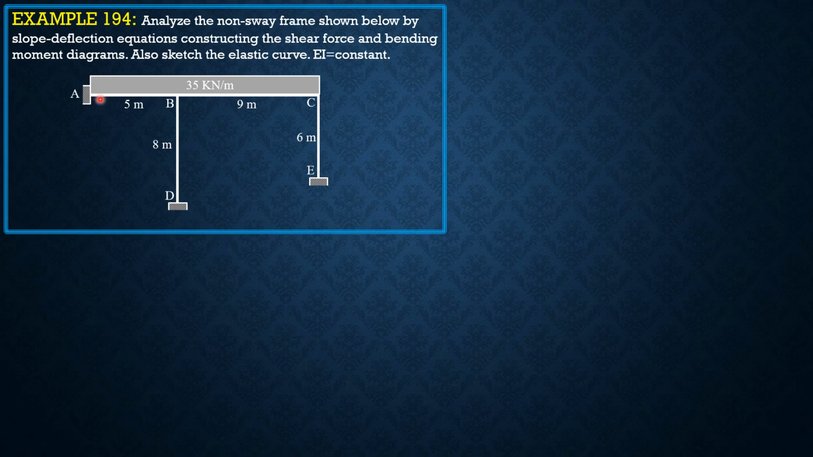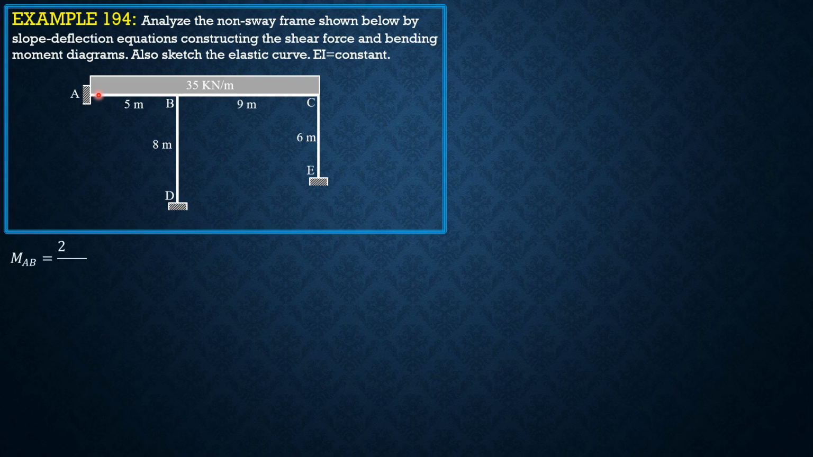So in this frame, we will select the top part as the top fiber, the right side of each column as the top fibers. So let's have the slope deflection equation for portion AB.